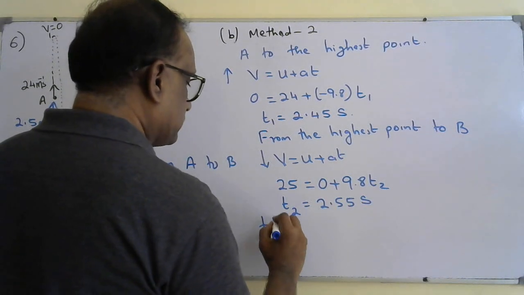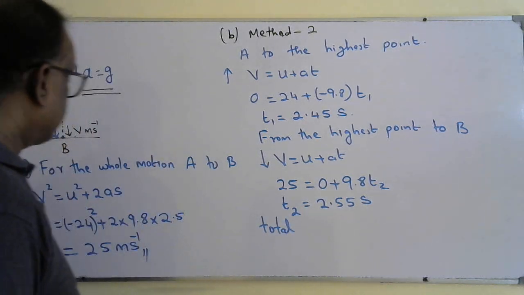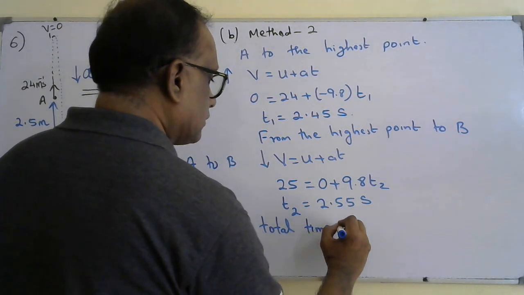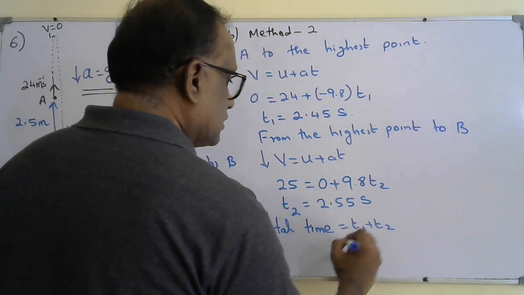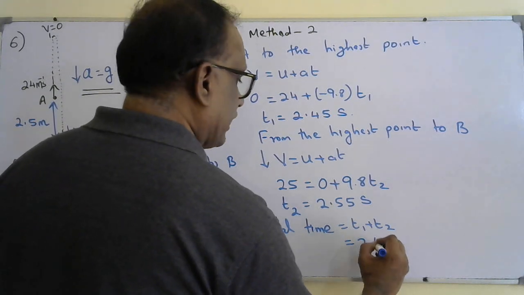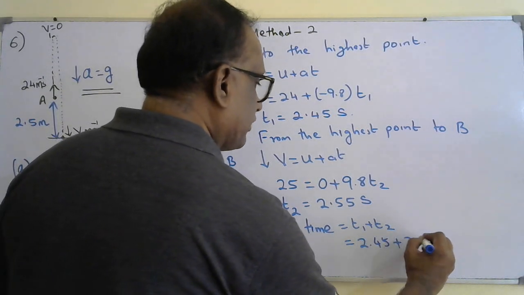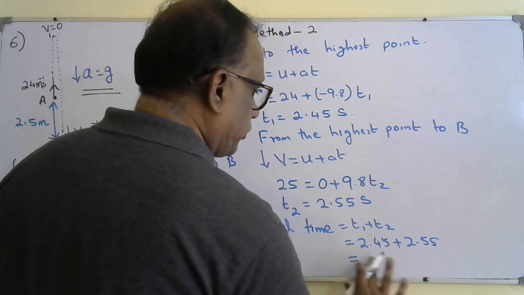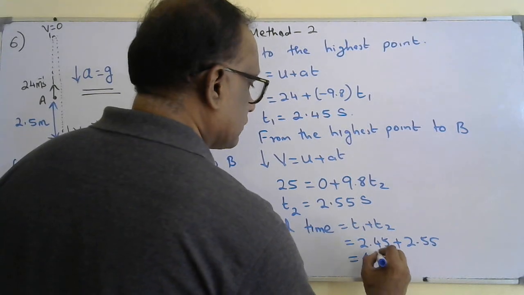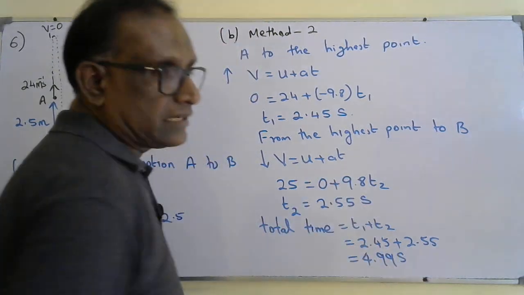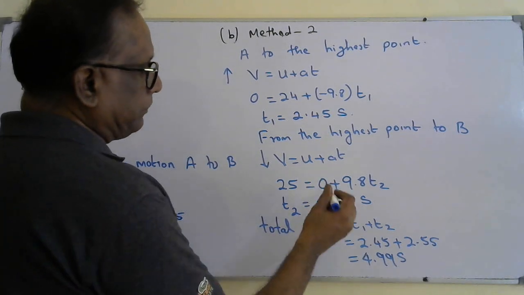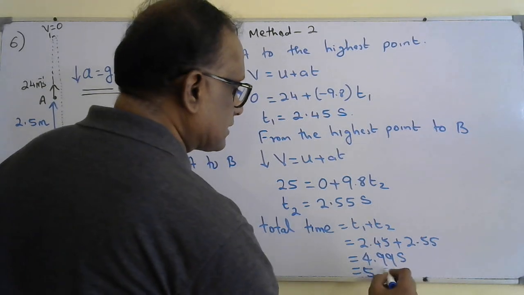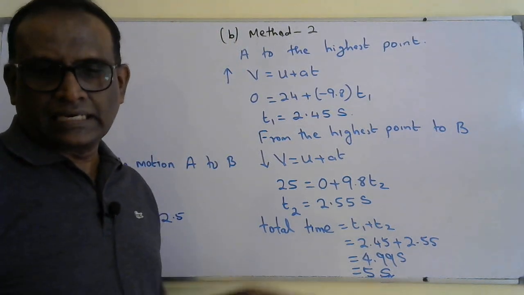So total time, the question is about how long it takes to reach B from A, total time, T1 plus T2. So 2.45 plus 2.55, you will get 4.99. Earlier we got exactly 5, but here 4.99, because here we made approximation. So if you use all the decimal points, you will get exactly 5 seconds. Same answer we are getting, but a little longer step.